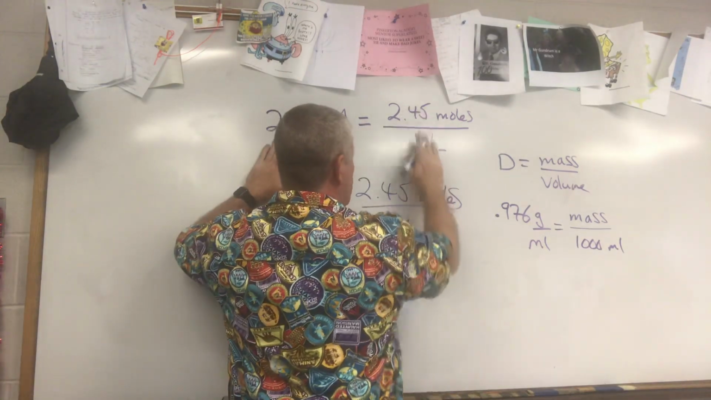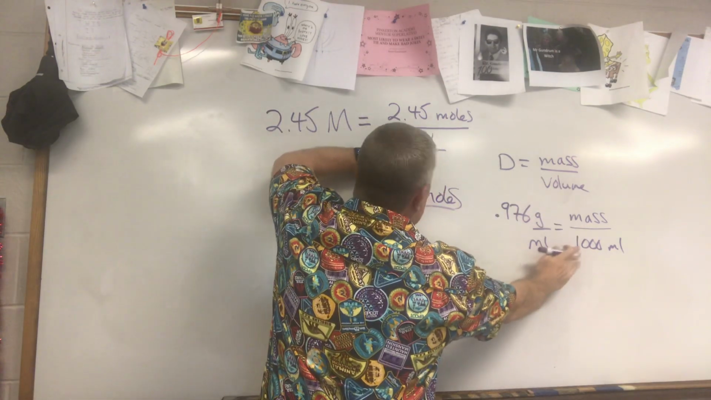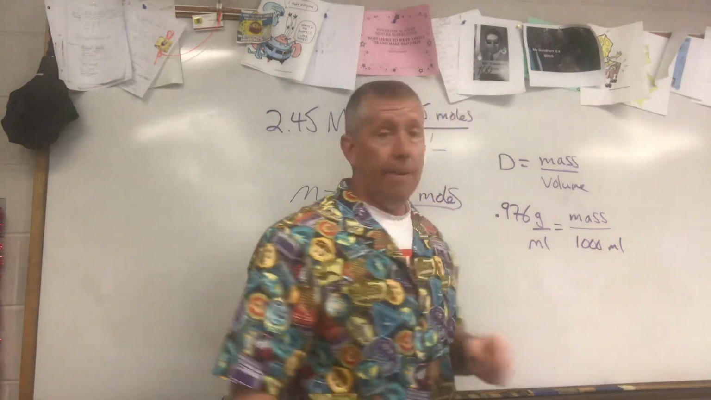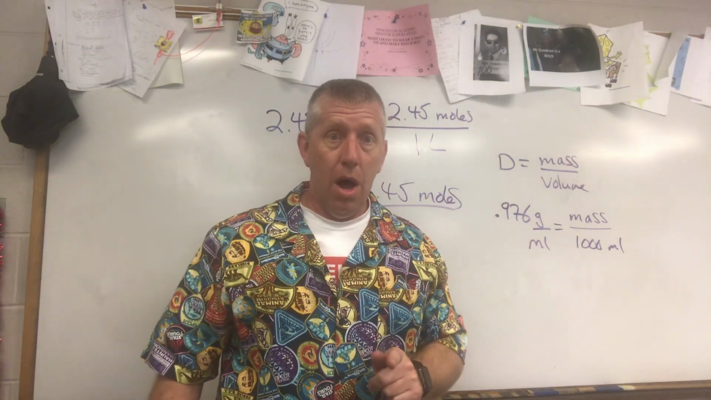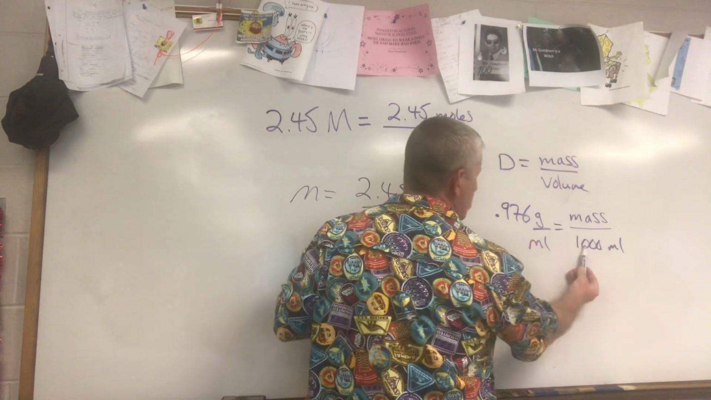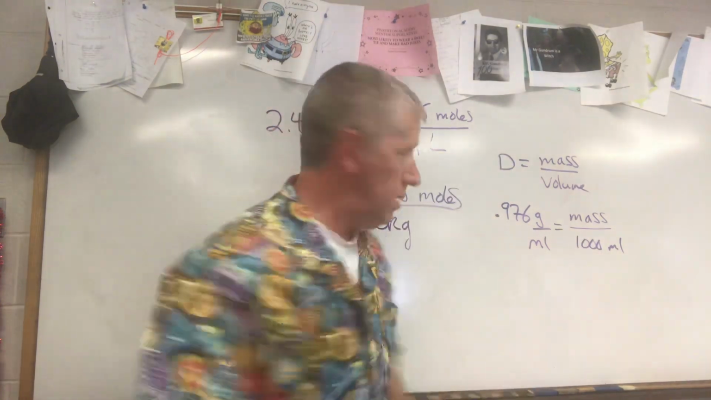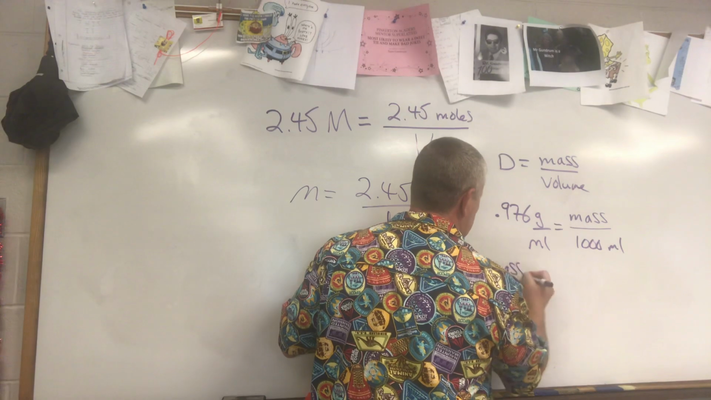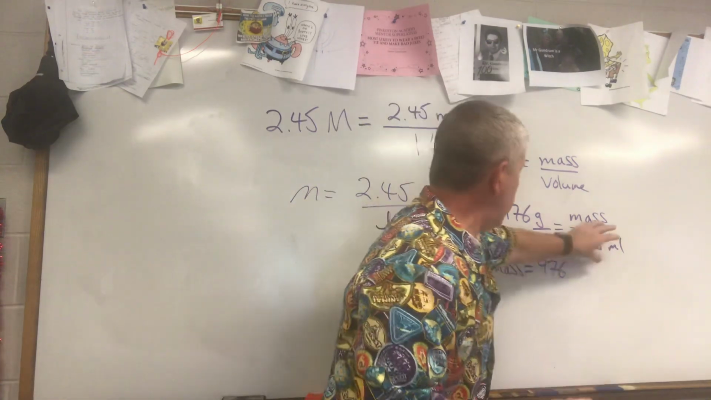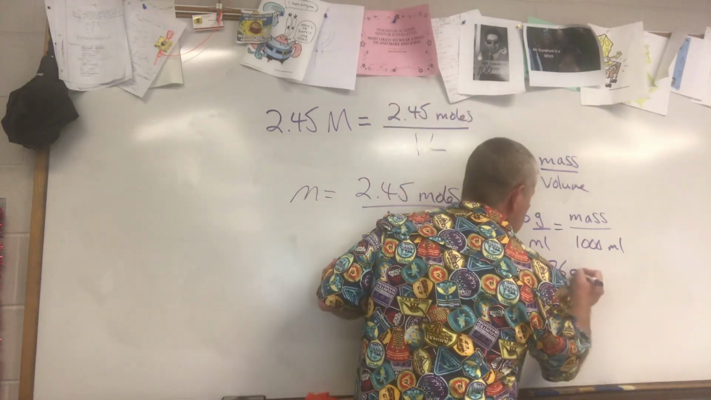This is my moles over liters of solution. This is the density of the solution. This is the volume of the solution. 1 liter is 1,000 milliliters. If I multiply those, I can get the mass of the solution. I need the mass because it's going to be kilograms of stuff. Let's do it. So let's multiply these two: 0.976 times 1,000 gives me the mass of the solution. The mass equals 976. When I multiply by 1,000, the milliliters cancel and I'm left with grams. So the mass is 976 grams.